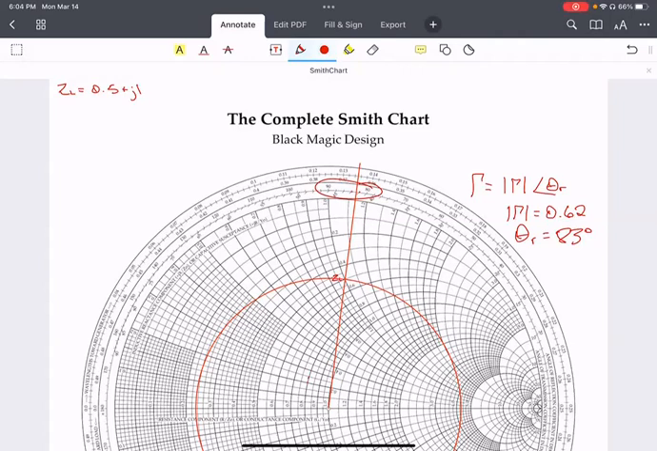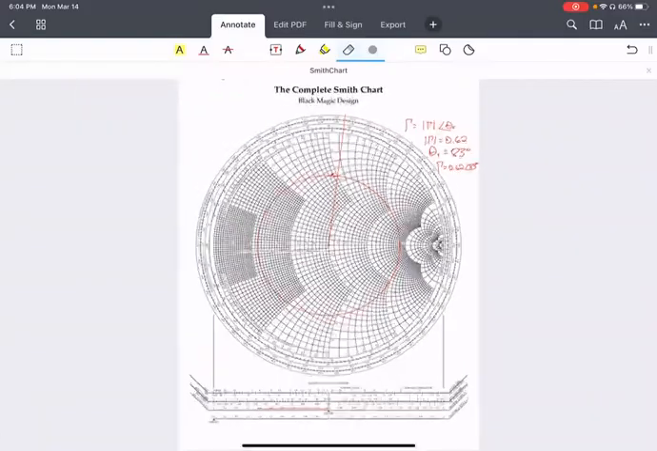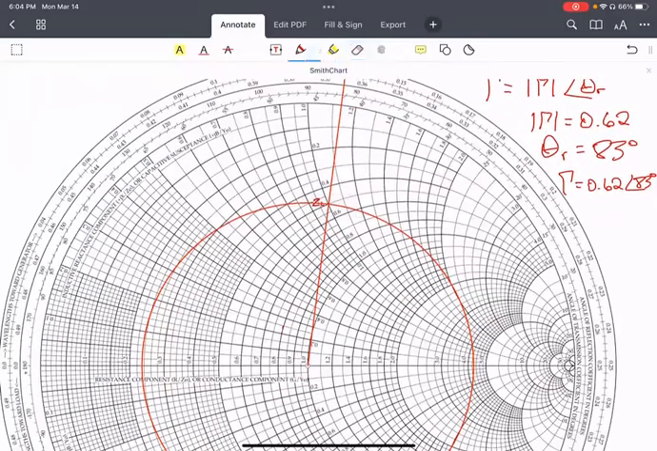So you can read that directly off the scale. It's wherever the line goes through the line center, through your point to the outside, second scale from the inside, angle of the reflection coefficient in degrees. We've got gamma now. That's part A. Gamma is a magnitude and an angle. So gamma equals 0.62 angle 83 degrees. All right, any questions on that?